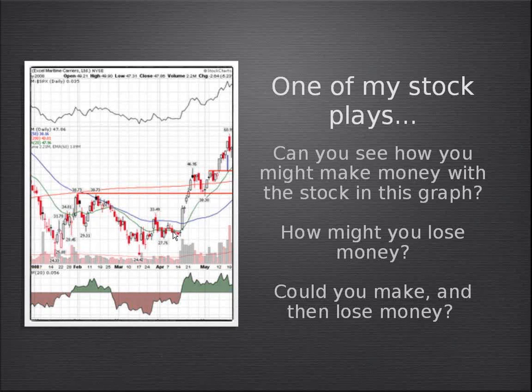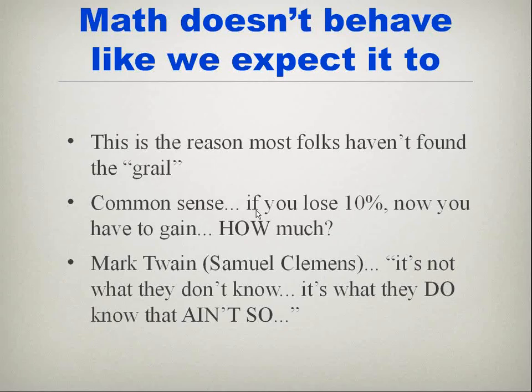That's why we use the put as protection for long stock positions, because we don't want to get caught with a 20, 30, or 40% loss. The reason why is that math doesn't behave like we expect it to. This is part of the reason why most investors haven't discovered what Kurt refers to as the holy grail of trading. Now, if we just look at basic common sense, and if Kurt would have asked me this 3 years ago when I was on the phone with him, if he would have asked me, hey, Mike, if you're trading a long stock and that stock drops 10%, what would you have to gain to get back to break even?